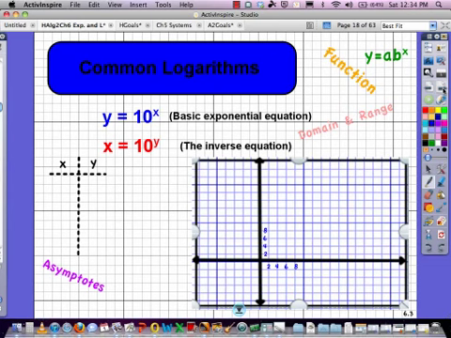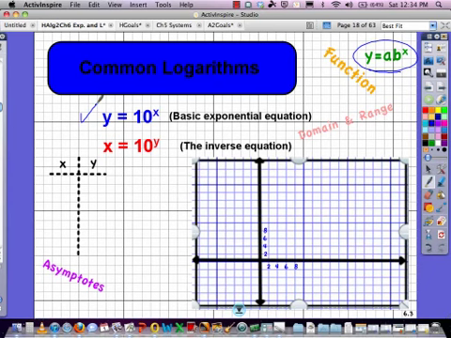We know a lot of things going on here on this page. If we start up here, we've got our generic equation, y equals ab to the x for all exponential equations. So we also have this basic exponential equation, y equals 10 to the x. And let's do a little quick xy table here and graph that to see what we're really talking about.